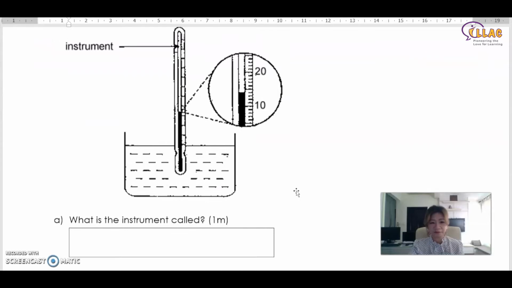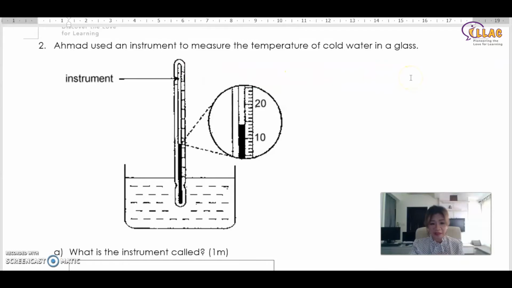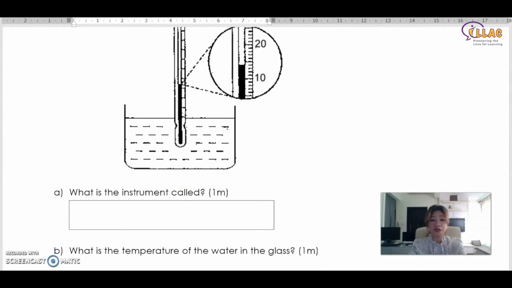Another question. Ahmad used an instrument to measure the temperature of cold water in a glass. Okay, so what is the temperature over here? What is this instrument here? They didn't show you the final. Right, but if you can assume that by 20 over here, this one will be about 30, 40, 50, 60, 70, 80, 90, 100. So any instrument that measures up to 100, you will call it a laboratory thermometer. Right, that will be the exact answer.